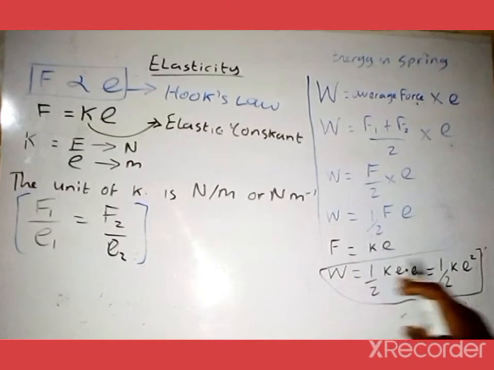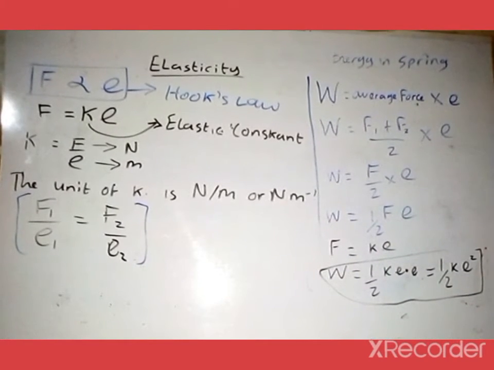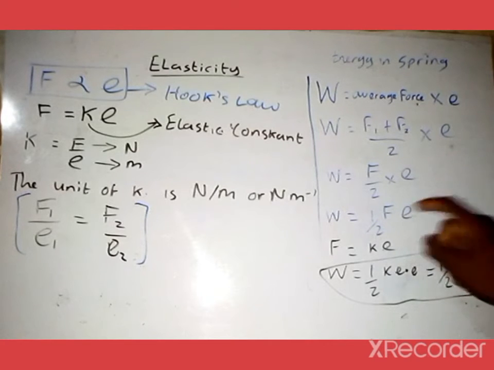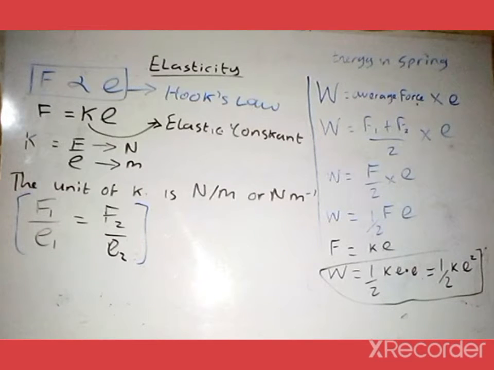That is, work done is equal to 1 over 2 Ke square. So that's another formula for work done. Now, why not make E the subject of the formula from this place? Okay, let's try it. Let's see what we get.